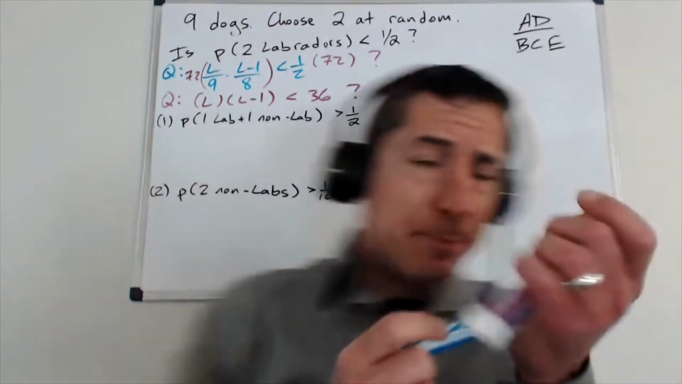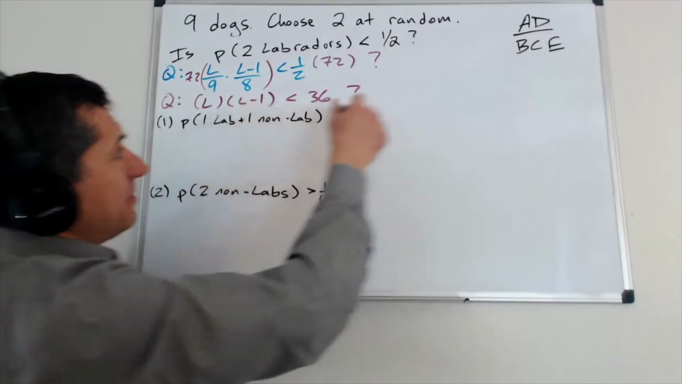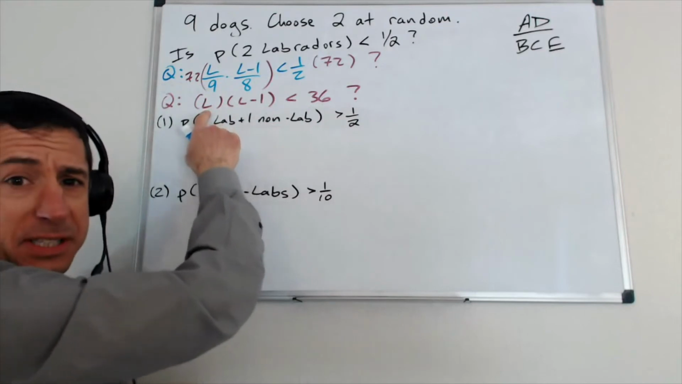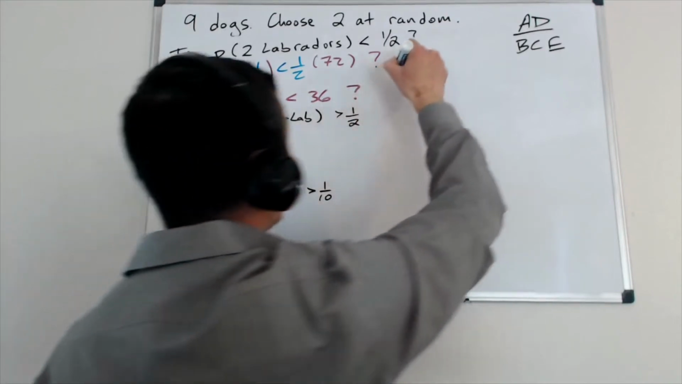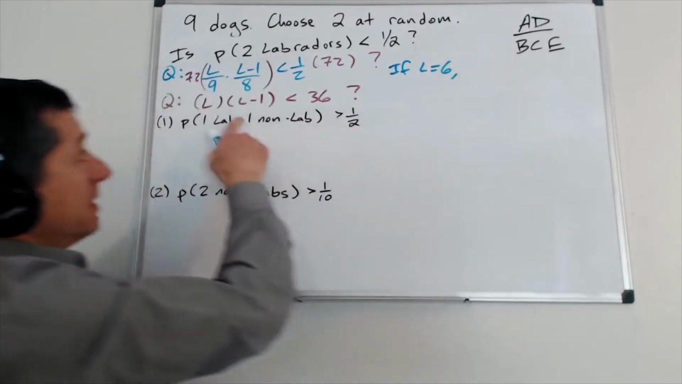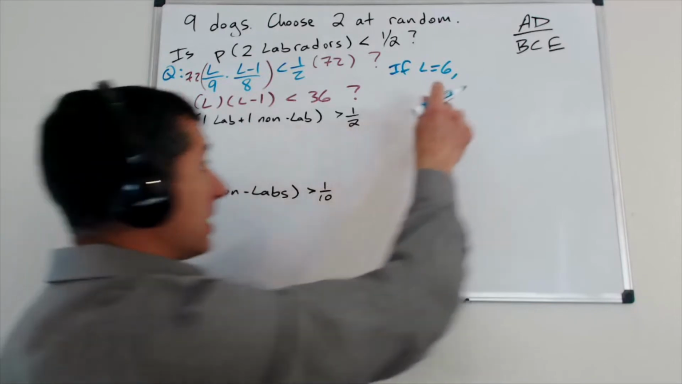So what does that tell me? Or how am I to rephrase that again? Well, when is this going to be the case? So my first instinct is, okay, if there's 6 Labradors, is this going to be a true statement? So if L is equal to 6, then my answer to this is yes. 6 times 5 is indeed less than 36.